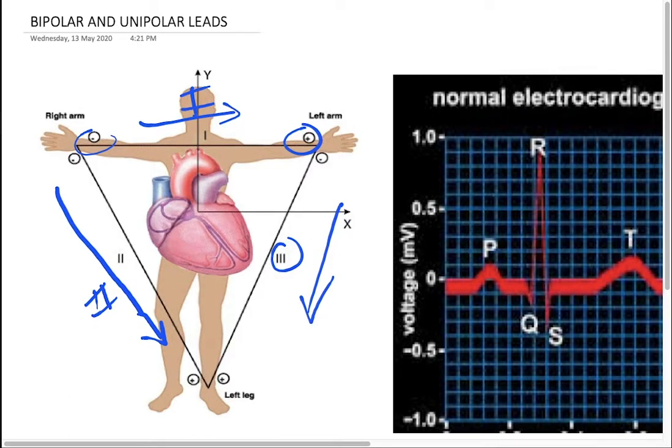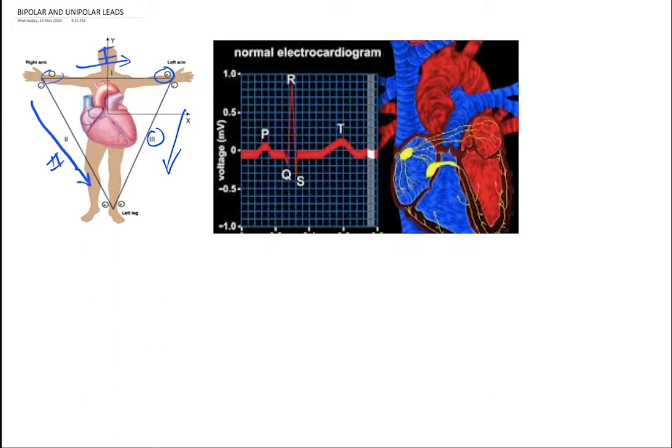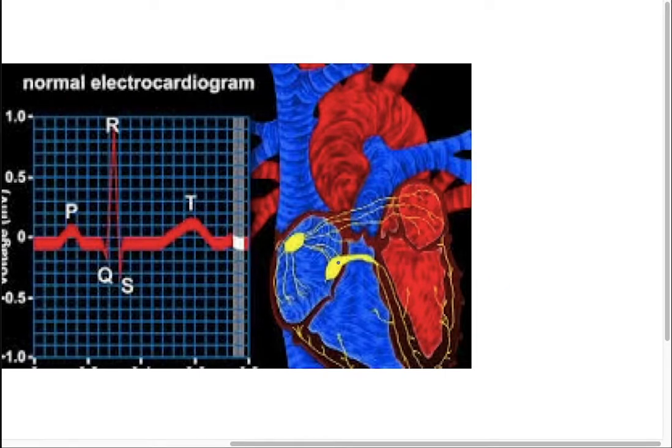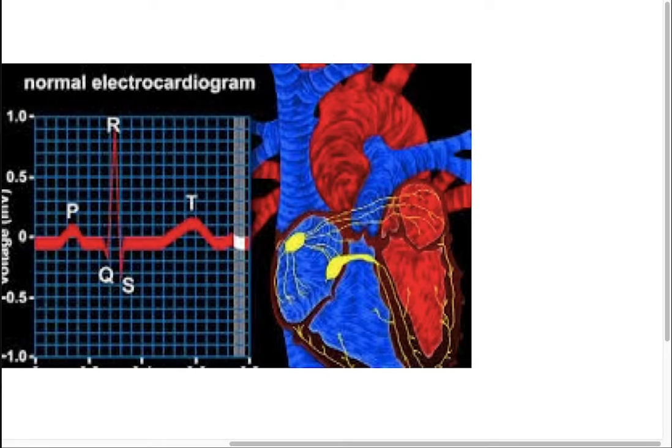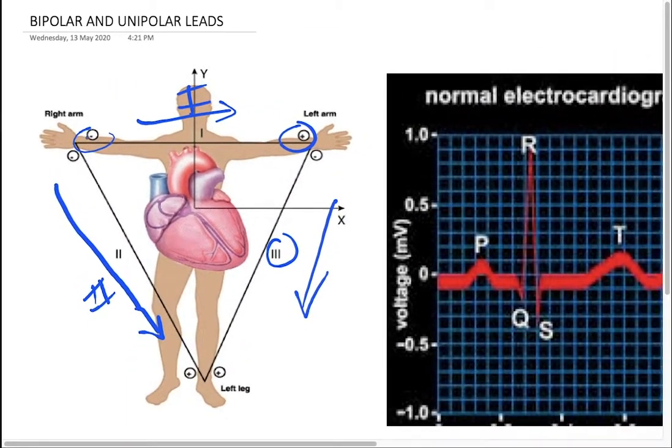So if you can see in this, right, we can see the SA node, then how it depolarizes the left atrium and right atrium, followed by the AV node, then from there to the bundle of His, and then from there to the ventricles. Right, and this is a graphical representation on the left side. So basically atrial depolarization followed by ventricular depolarization, then the T wave representing the ventricular repolarization.